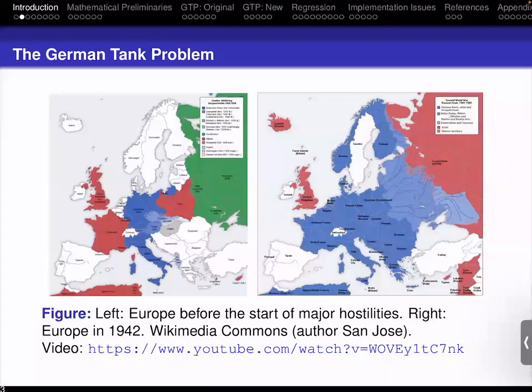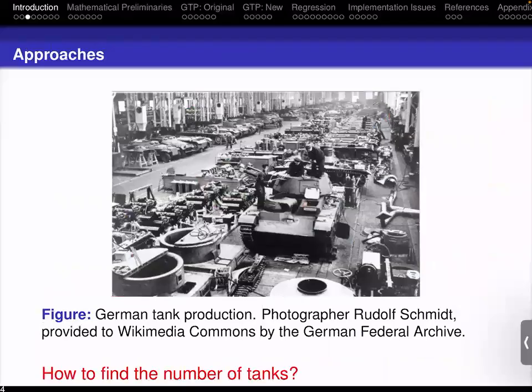For the Allies, the forces opposing the Axis powers, it was important to know how many tanks the Germans had. How many were they producing? How many were in theater? So how do you figure out how many tanks the Germans have? What could you do? How could you find this out? Somebody give me a way. It may not be a good way. What could you do? Count them.